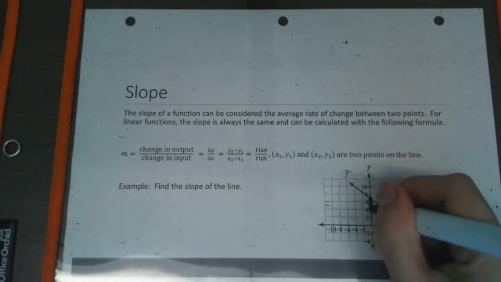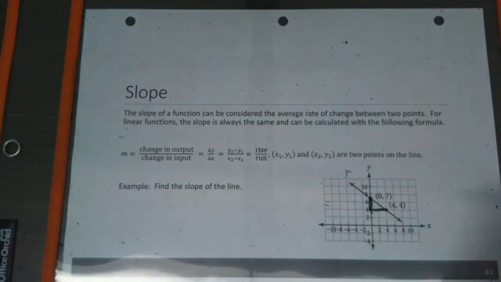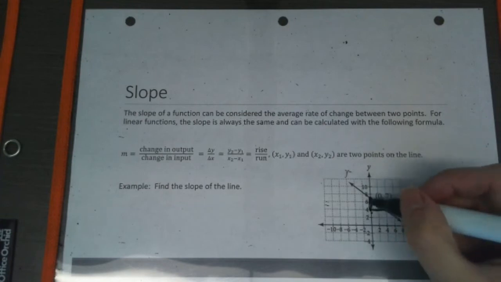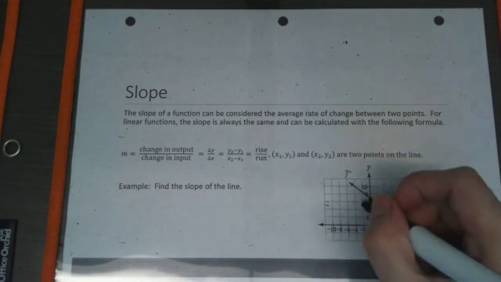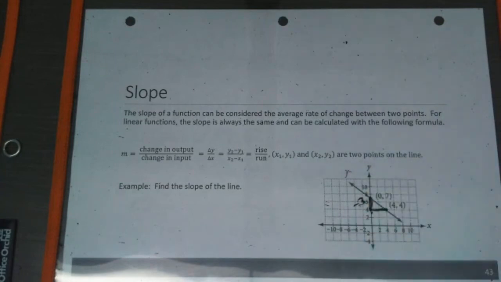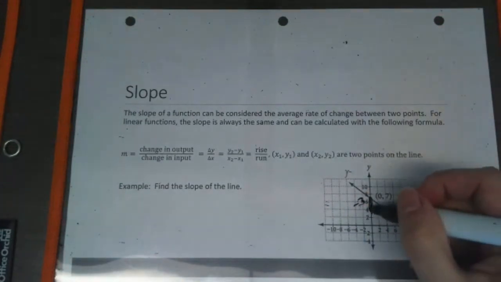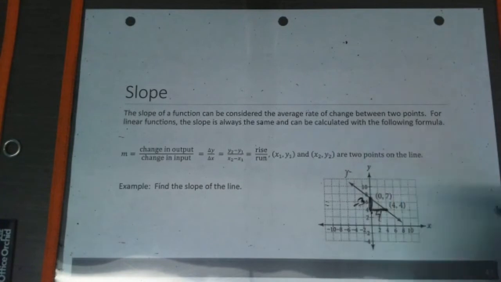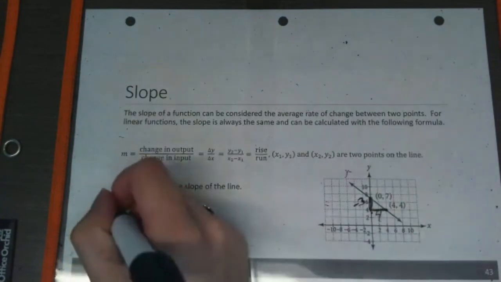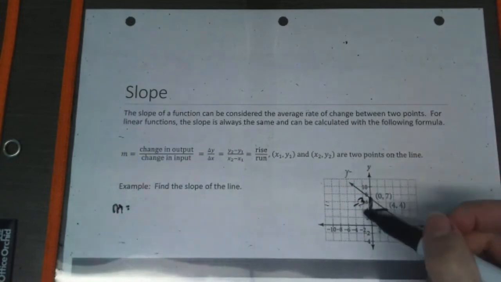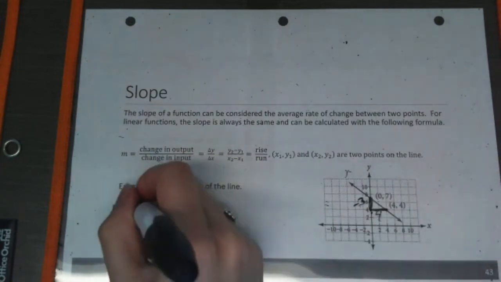How far up and down do we have to move, and how far left and right do we have to move? Well, from here, we have a y value of 7. We're going down to a y value of 4. So we're going down 3 in the negative direction. In the x direction, we're going 1, 2, 3, 4. So we're going 4 in the positive x direction. So our slope should be our rise over our run, which is -3 over +4, or -3/4.